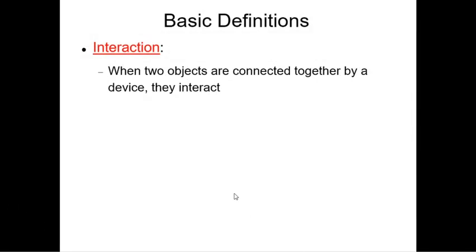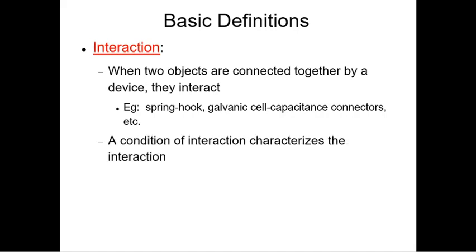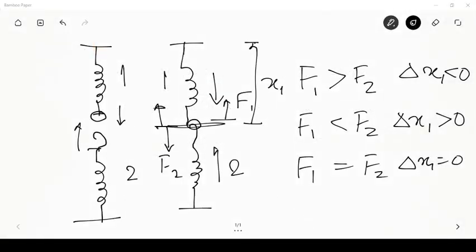Okay. So when two objects are connected to each other by a device, in this particular case the device is the eye and the hook, the spring hook. This is one example. I can give the other example of galvanic cell and capacitance with connectors. I'll give you that example very soon. So there is a condition of interaction that characterizes this interaction. What is the condition of interaction? Let us go back to the diagram again and try to understand it there. Let's go back to the whiteboard and take a look at it there.